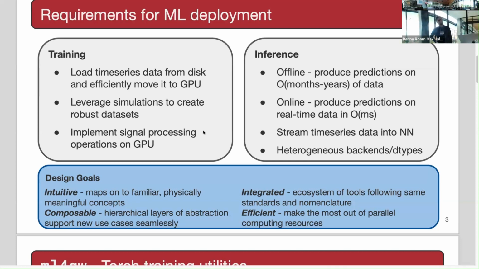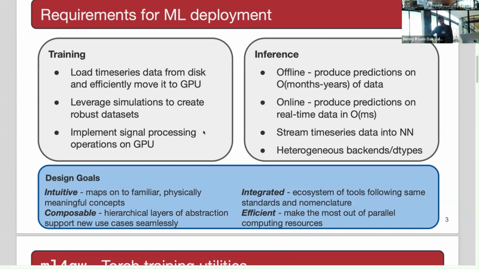And there's also a lot of important signal processing operations that have good physical priors as things we might want to use. Being able to build those into the network, do them on the GPU, and take gradients through them would also be really valuable. And then at inference time, there are two different use cases.